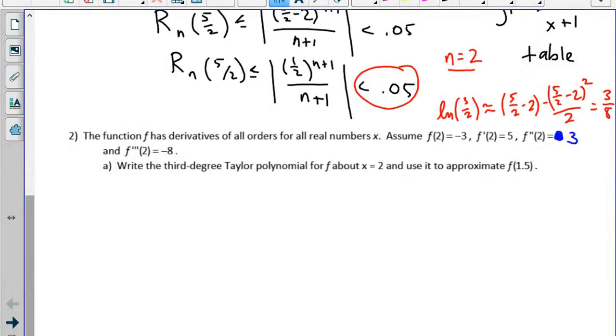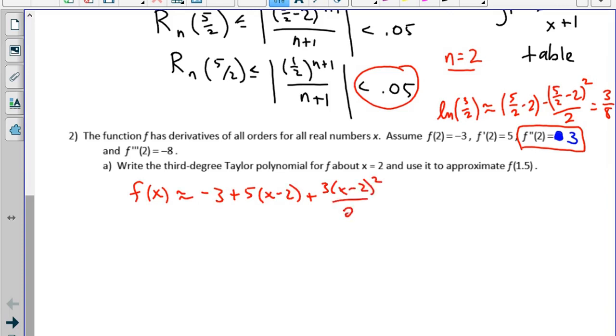Problem 2. Function f has derivatives at those values. Notice that f prime of 2 equals 3. So write the third degree Taylor polynomial for f about x equals 2 and use it to approximate f of 1.5. So f of x is approximately -3 plus 5 times x minus 2 plus 3 times x minus 2 squared over 2 factorial minus 8 times x minus 2 cubed over 3 factorial. So if I substitute in 1.5, I will get -4.958.